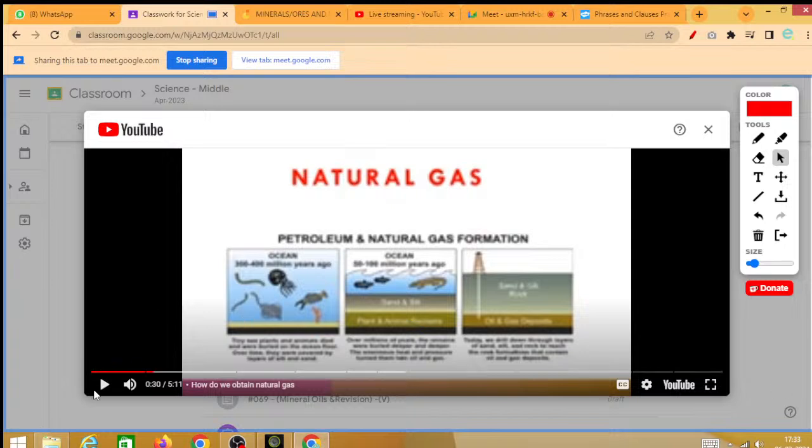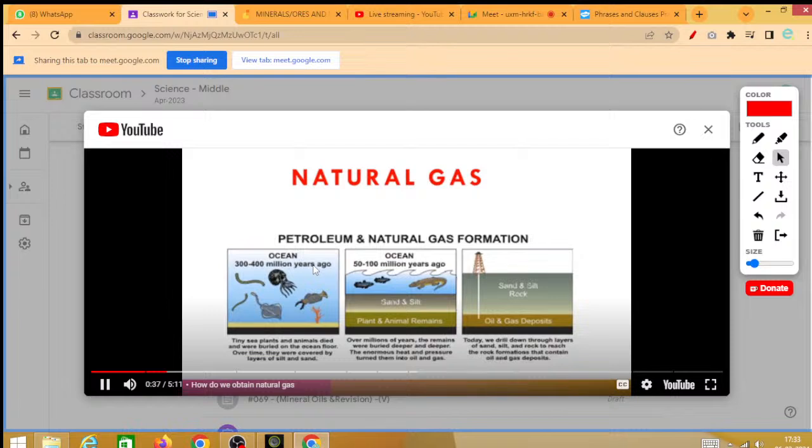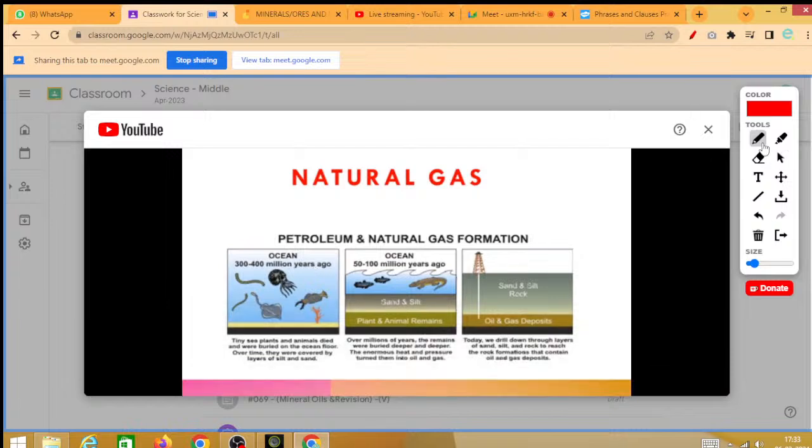Okay? Like coal and mineral oil, as you see in the picture, this is also made from the dead remains of the plants and animals which are buried in the ocean floor. Now, when these dead animals and plants are buried under the ocean floor, sand and various silt deposits on it, and due to high pressure and temperature, the oil and gas deposits are formed, as you can see in the picture. So plants and animal remains get converted into oil and gas deposits.